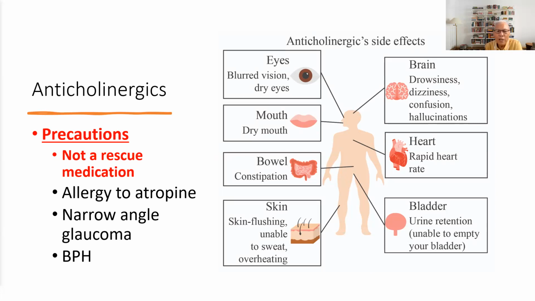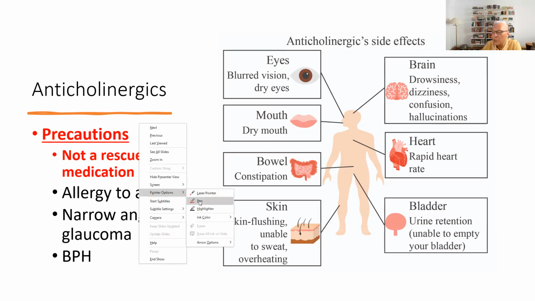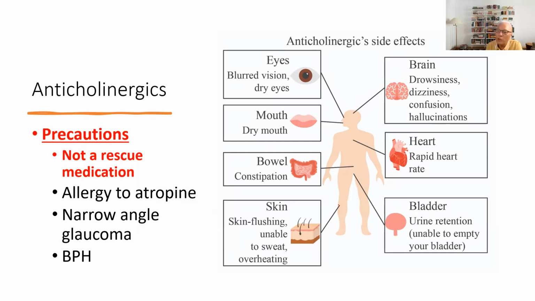The other one is that this should also be used cautiously in two conditions, in particular, in men, BPH, benign prostatic hypertrophy. Because what's going to happen if you give these medications to these patients is that they're going to have difficulty in urination. So it increases the symptoms of BPH, because BPH is an obstruction of the urinary flow.